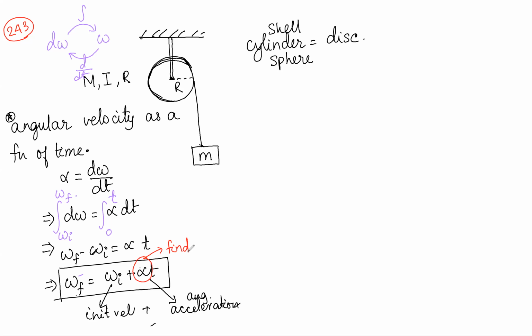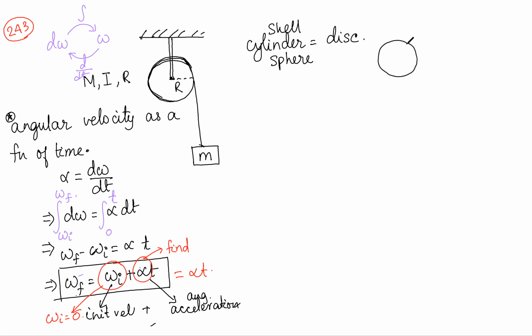At moment t is equal to 0, the system is set in motion. So because the system is set in motion, the system was initially at rest. So omega i is equal to 0. Our answer is therefore just alpha into t. We will find out alpha, we'll multiply by t, and that will be our answer. Okay, so let's start. How do you do it? First of all, you draw a free body diagram.